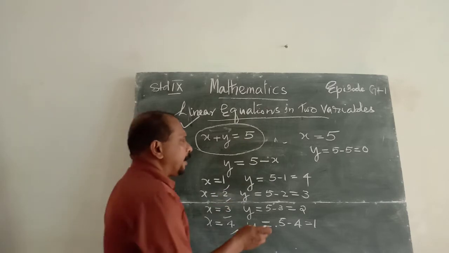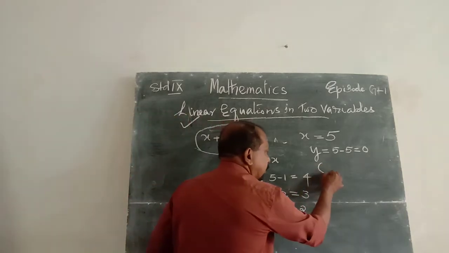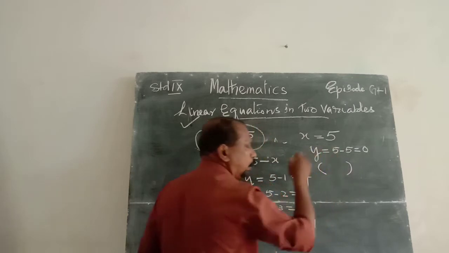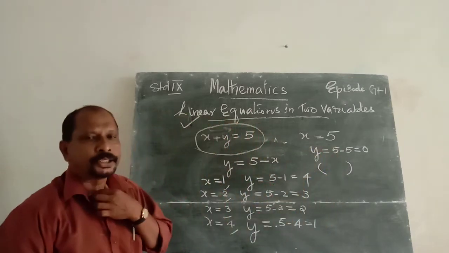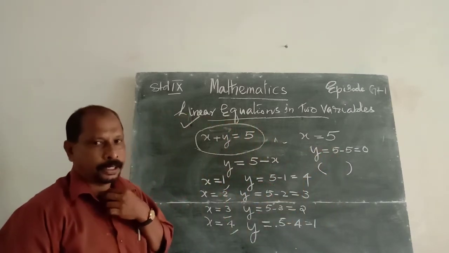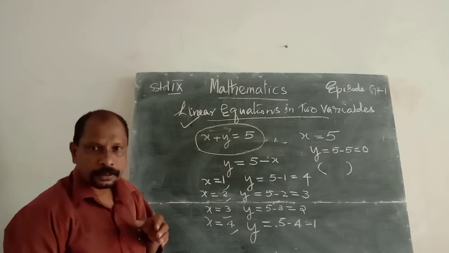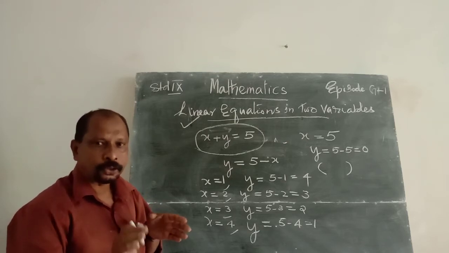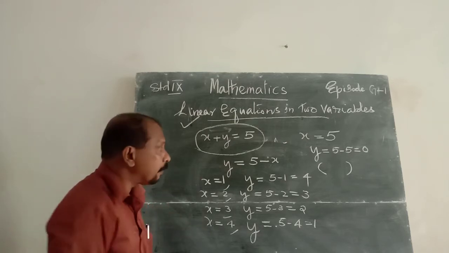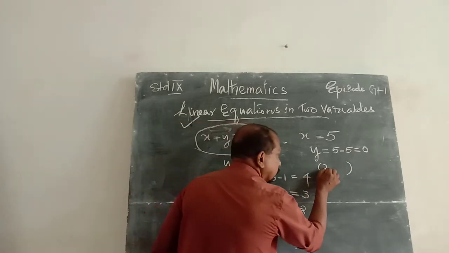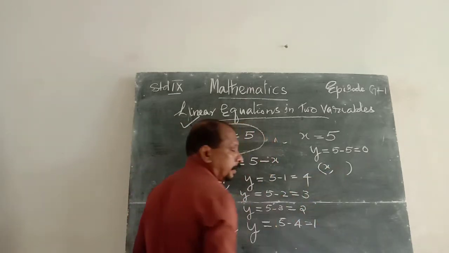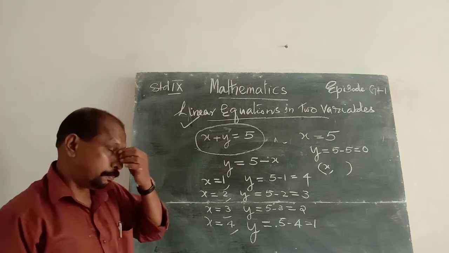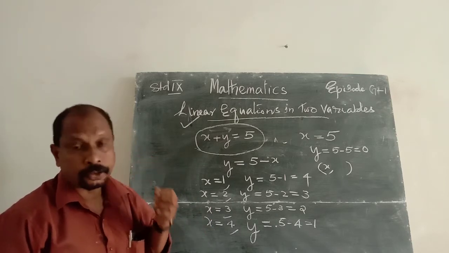Therefore, we write them as a set with two values. That is known as an ordered pair. An ordered pair means a set with two values. The first is always the value of x. You have studied this in the previous chapter, coordinate geometry.